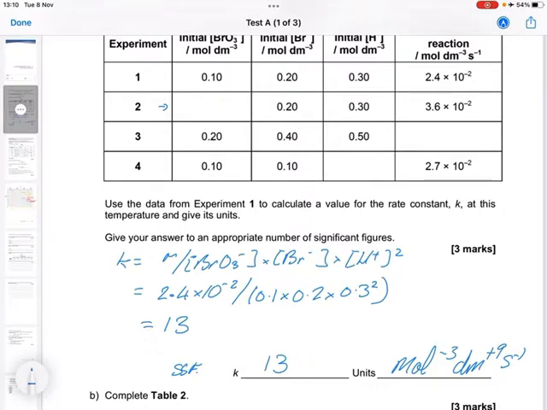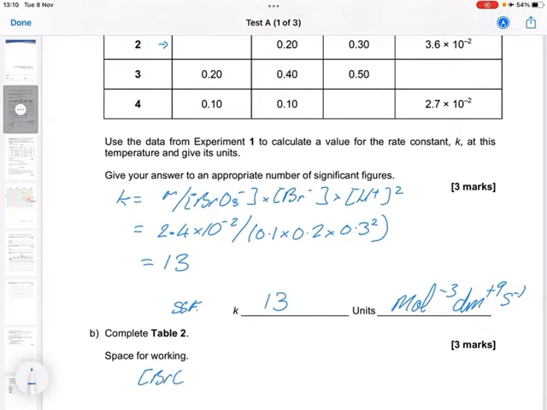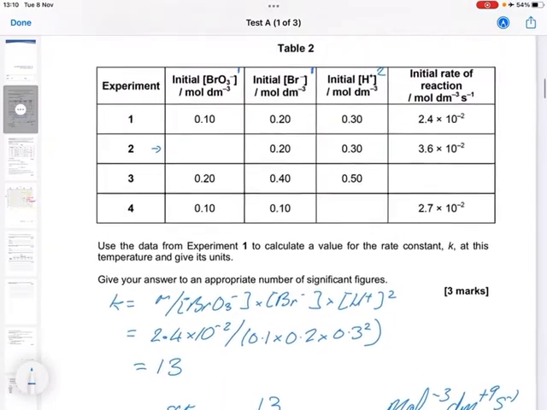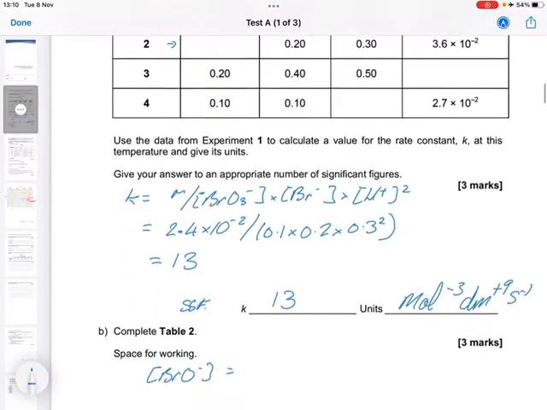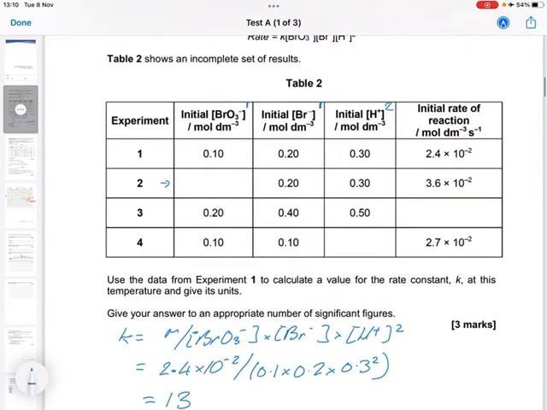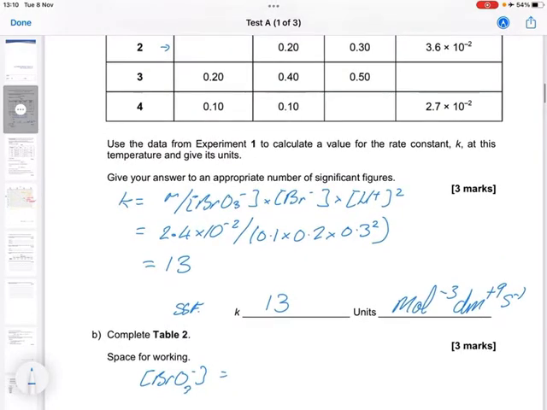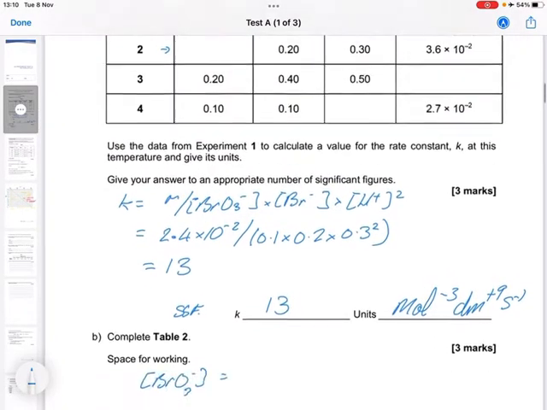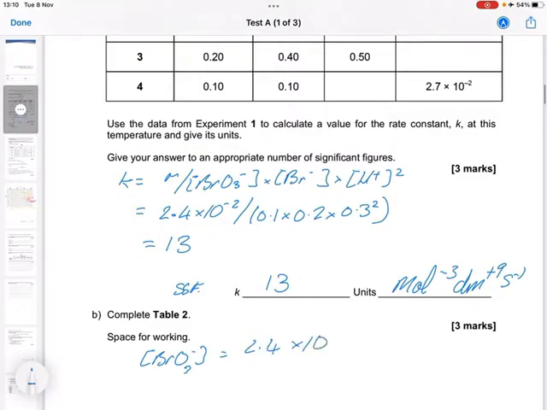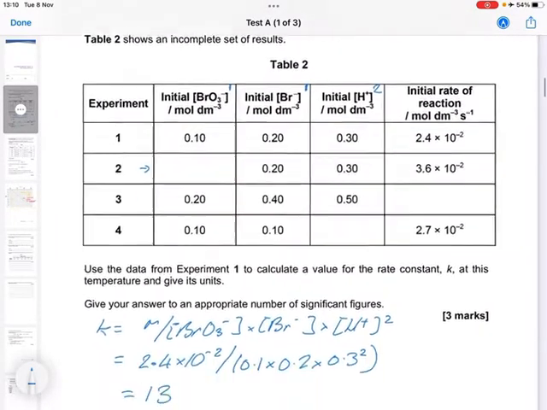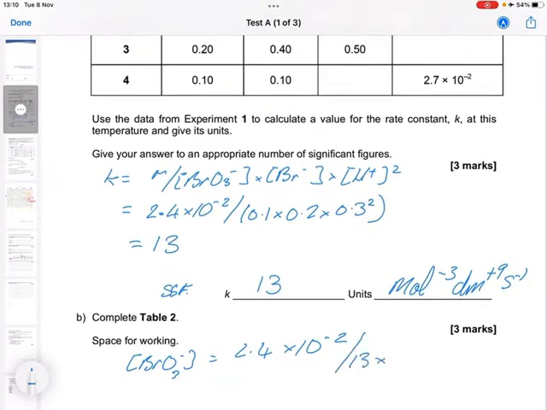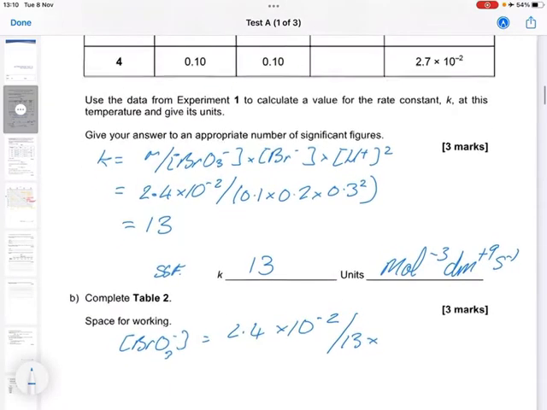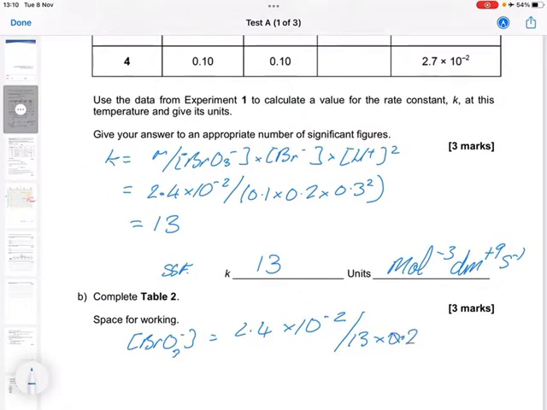BrO3 minus equals the rate, 2.4 times 10 to the minus 2, divided by k, 13, times 0.2 times 0.3 squared, and that gives me a value of 0.15.